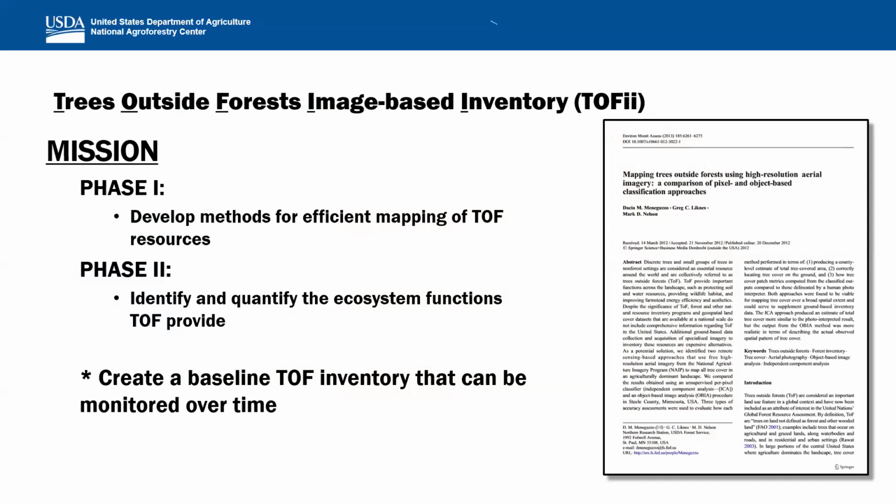The second phase was to identify and quantify some ecosystem functions that they can provide. So we want to create this baseline inventory that can be monitored over time, as well as fill in the gaps of current inventories to extend accounting of these trees to all lands. The publication shown here from 2012 describes the initial methods that were determined to be effective for our mapping efforts.